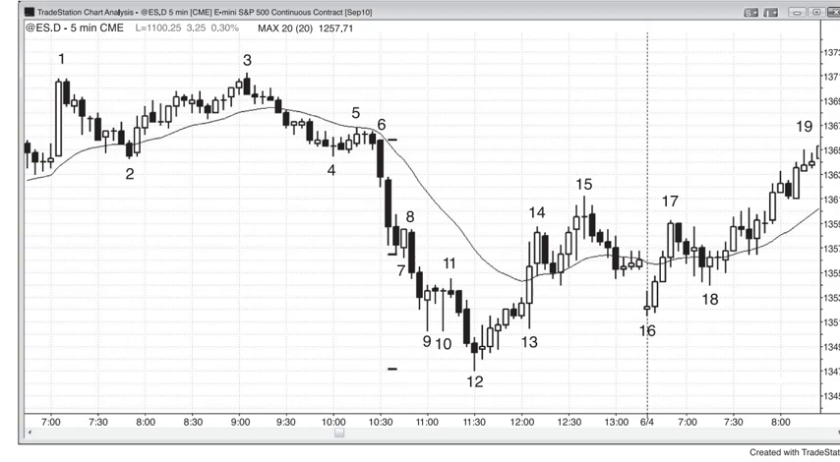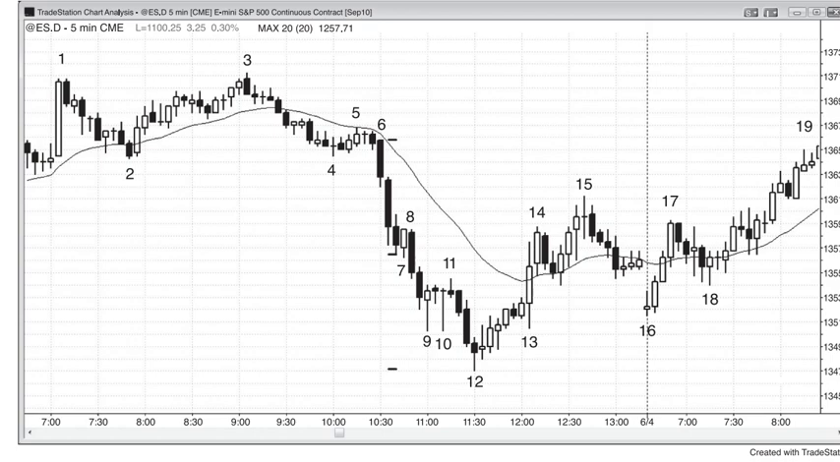The first objectives were tests of the top of the barbed wire around the bar 11 high and a test of the moving average. Another objective was a two-legged move sideways to up lasting about 10 bars or about an hour. The final objective was a test of the top of the channel after the initial spike, and that was the top of the bar 7 bull bar.